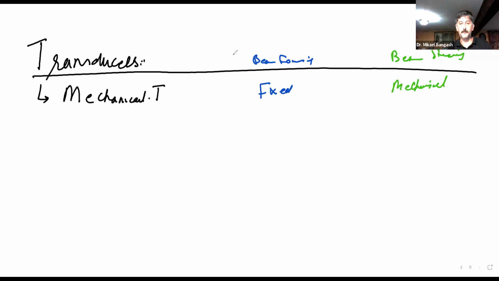And what we already know about a fixed focus is that it's going to be one focal point. And it is fixed, which means that it is not going to be changeable or adjustable.